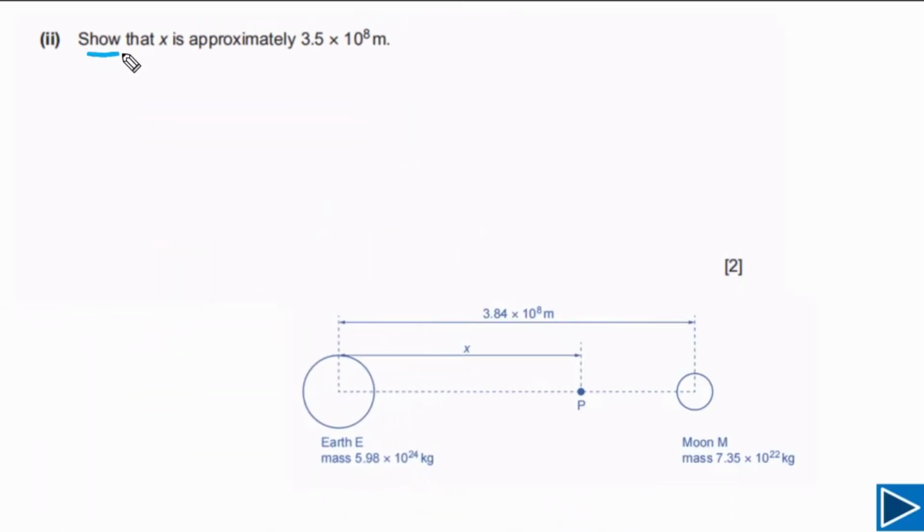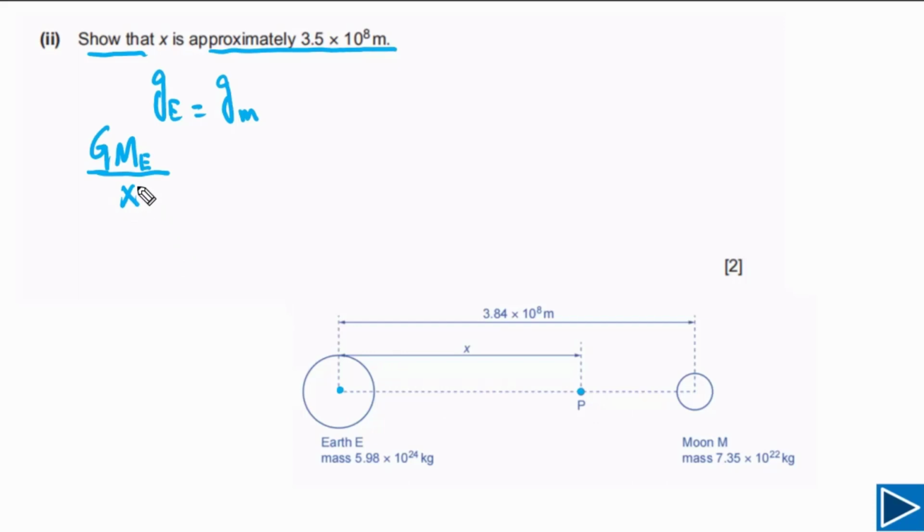For the second part, we need to show that x is approximately equal to 3.5 times 10 to the 8 meters. We need to find the value of x. But we have already discussed that at the neutral point, the value of G due to Earth is equal to the value of G due to moon. So at P, they have the same magnitude, but they are in opposite directions. To calculate the value of G, we can simply plug in. This is Gm, and this is the mass of Earth divided by the distance from the center of Earth to this point.